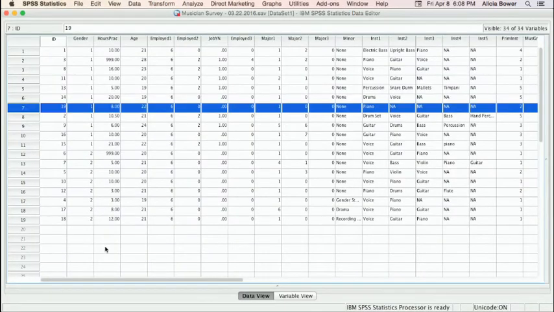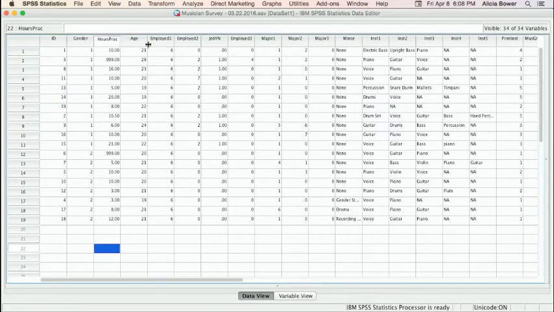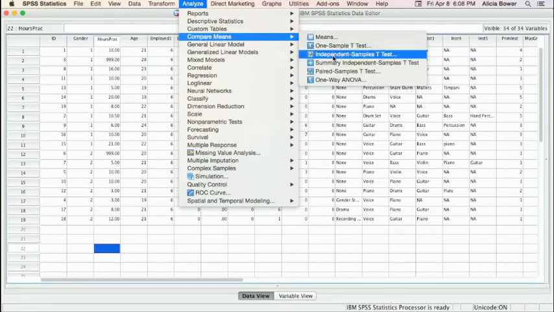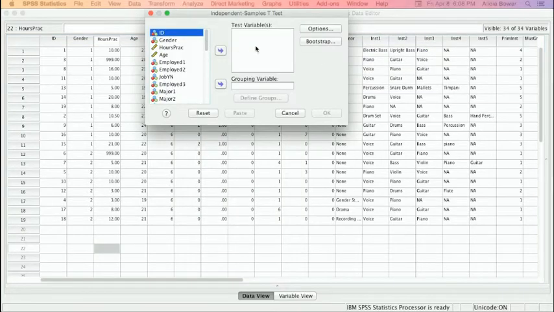So again, here we are in our SPSS data set. If I want to run this analysis, I go up to Analyze. I go to Compare Means, and then Independent Samples t-test, because I'm comparing two groups of people within the sample. So I have my whole sample, and then I have males and females in the sample. I'm comparing those two groups. So I click on Independent Samples t-test, and the test variable I want to know about is hours practice, because I want to know if males and females differ in number of hours they practice.